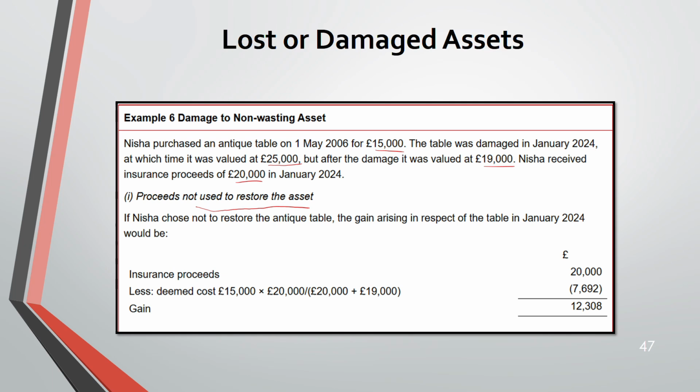So normally you will calculate the part disposal. That means there will be a gain. So what is the insurance proceed? 20,000. Then the cost. What was the cost? 15,000. Then after damage, before damage. So A is the insurance proceed 20,000 and 20,000, and you need to know the value after the damage, which is 19,000. That's your B. So that's your cost, deduct, and this is your gain.